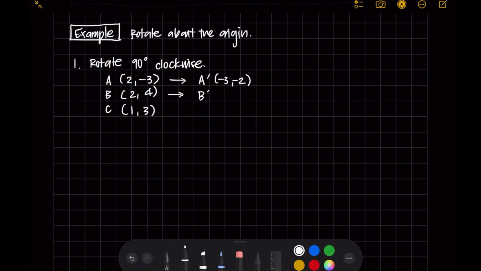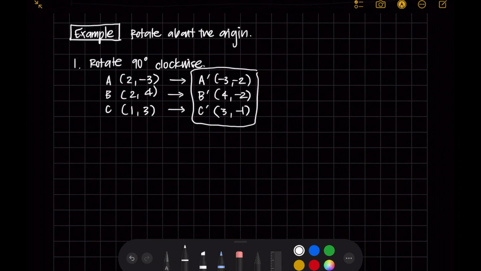B prime, or the new location of B: we switch the order of 2 and 4, but remember, we have to take the opposite of 2. So it becomes (4, -2). C prime: we switch the order of 1 and 3, so it becomes 3, 1. But remember, we take the negative of 1, and so we get (3, -1). And so these are my new coordinates for my new rotated figure.